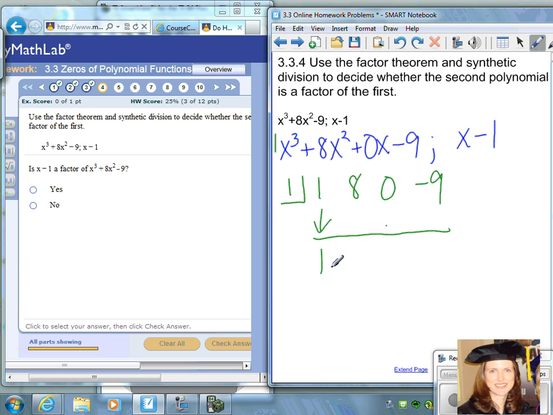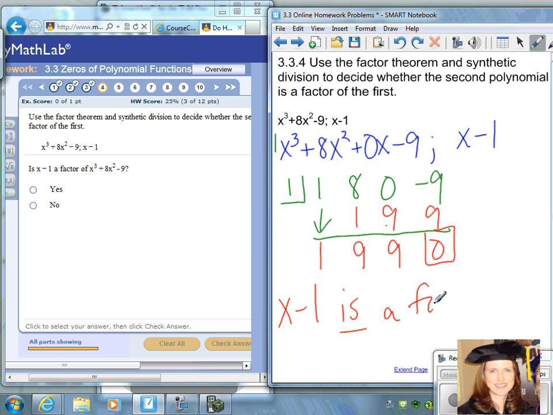Bring down the first coefficient 1, multiply by what's in the box. 1 times 1 is 1. 8 plus 1 is 9, 9 times 1 is 9, 0 plus 9 is 9, 9 times 1 is 9. All right, the remainder is 0, so we can say x minus 1 is a factor.